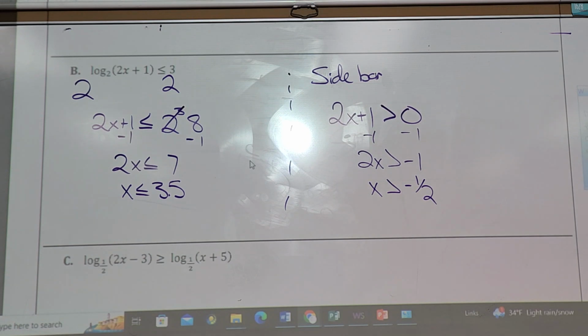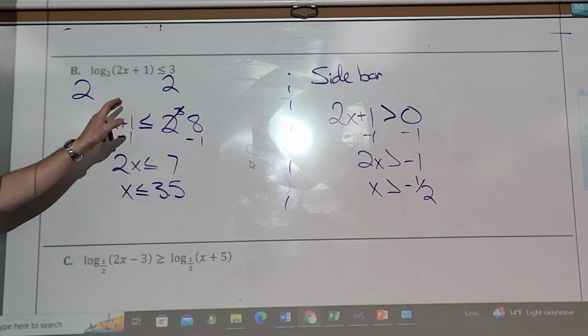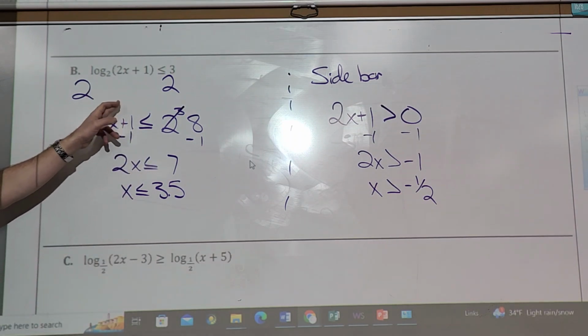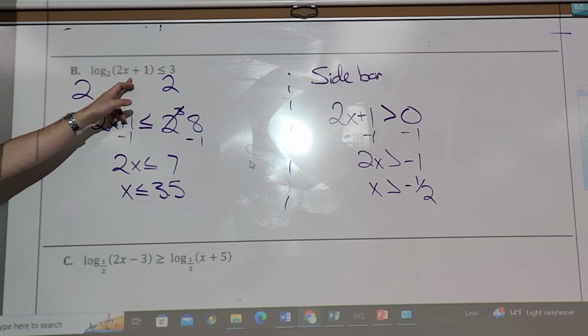I could have done that with the original one, but the original one just had a basic x. It was x squared. So x squared, when's x squared greater than 0? When x is greater than 0. You can't take the log of a negative. You don't have to do this with exponentials because you can plug in a negative. Because x is less than or equal to 3.5.